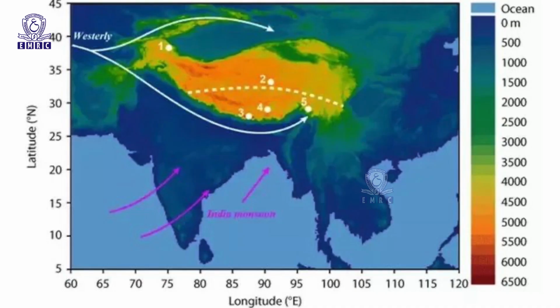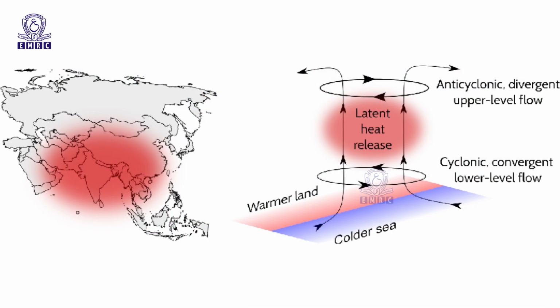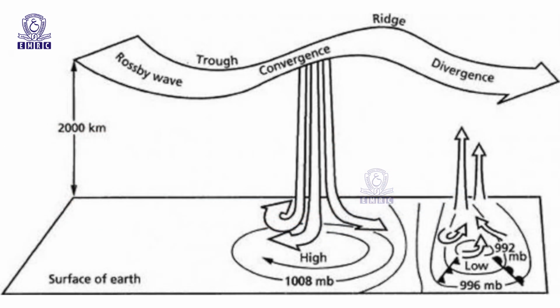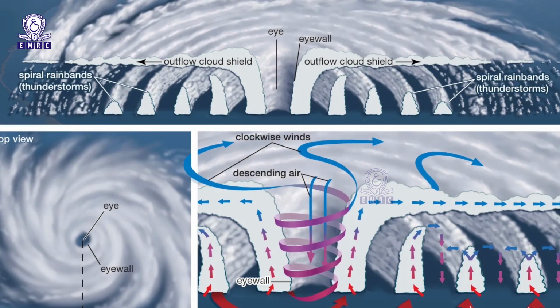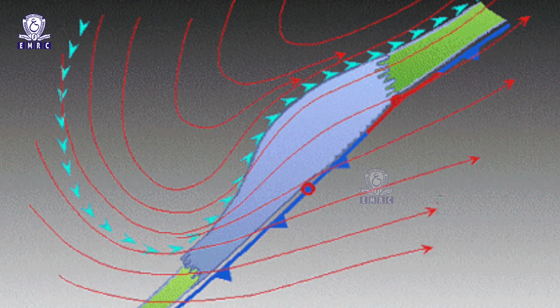The summertime heating of the Tibetan Plateau makes it a high-level heat source. This heat engine produces a thermal anticyclone over this region. A warm core anticyclone is formed over the plateau during the summer monsoon period. The formation of this anticyclone takes place in the middle part of the troposphere at 500 millibar level. It is the result of a process called anticyclonogenesis.